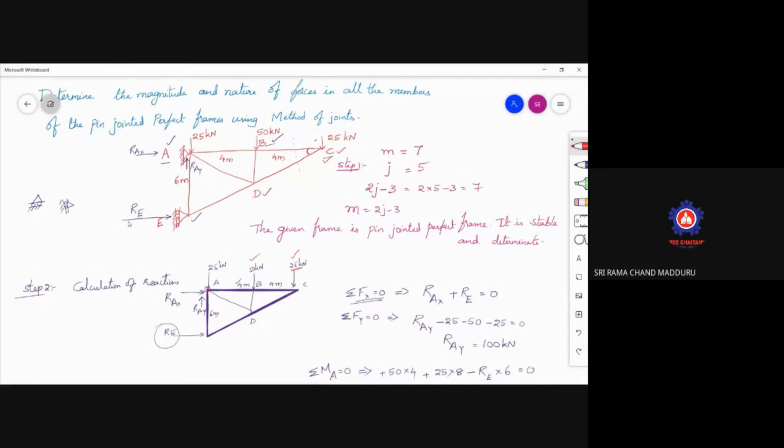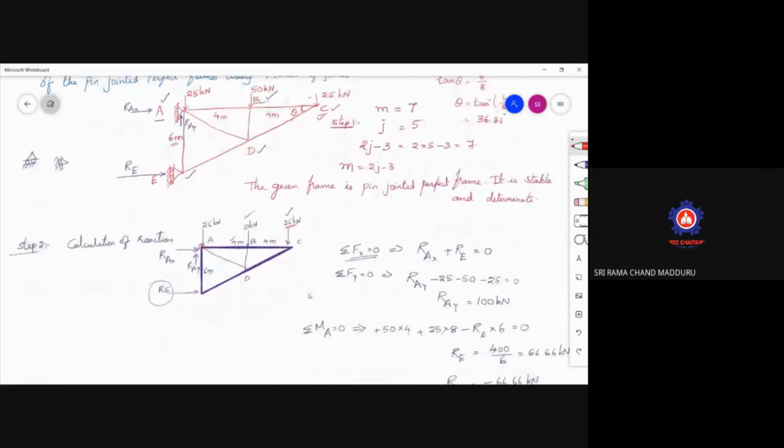Now we should know what the angle is here. How can I calculate the angle? Here this is 6 meters, total length is 8 meters. If I call it theta, tan theta is opposite side by adjacent side, which is 6 by 8. So theta is tan inverse of 6 by 8. So the theta angle is 36.86 degrees. Represent the same thing in your free body diagram also.